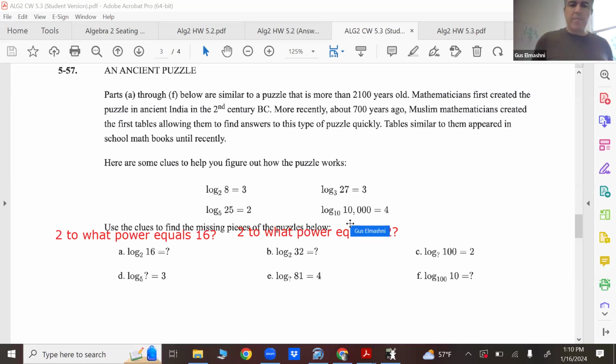So what do you guys think about for A? 2 to what power equals 16? Yep, it's 4. Yep, 100% correct.